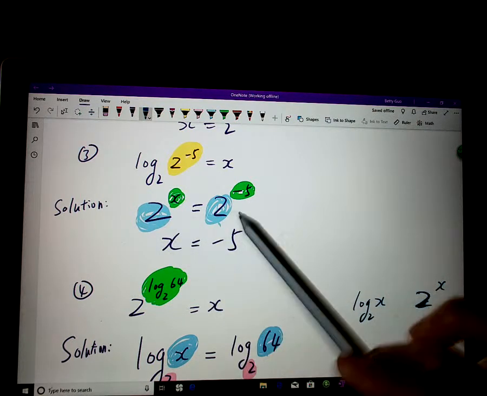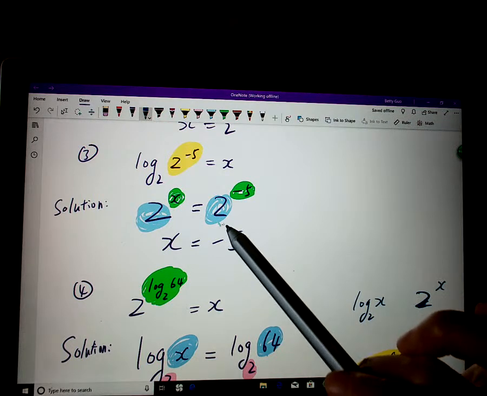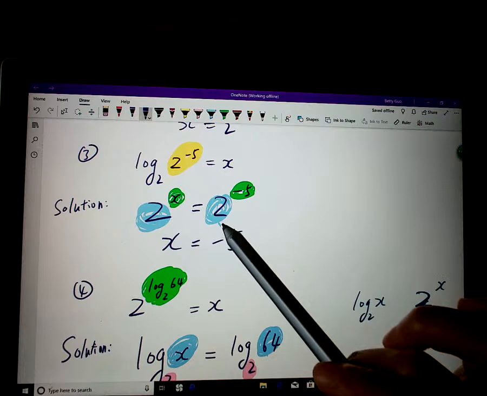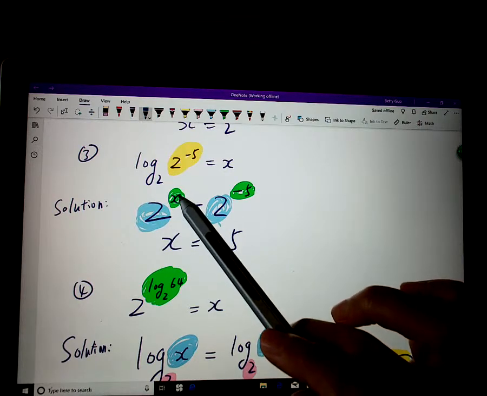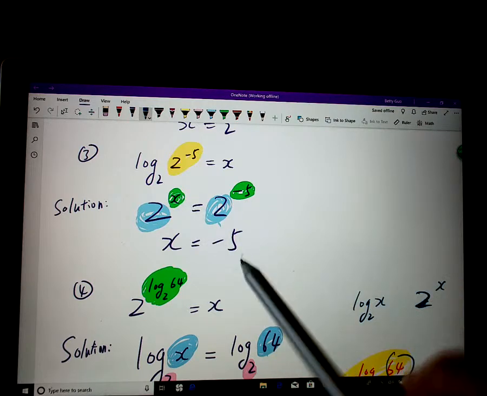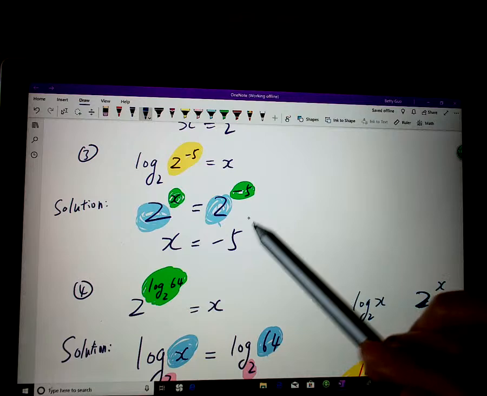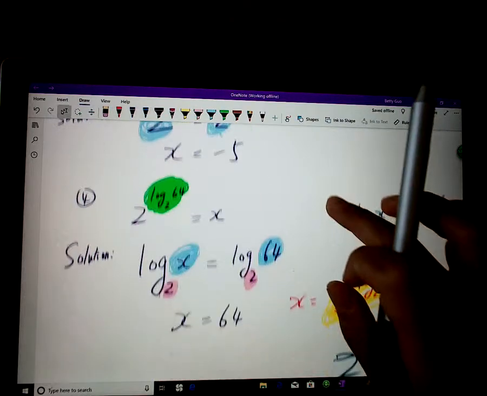And then we are looking at an elementary exponential equation. They have the same base. Blue equals blue, right? And they're supposed to have the same exponents as well. X equals -5. That's how we solve this equation. Number 4.